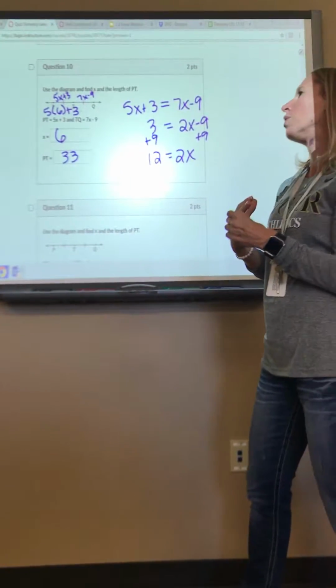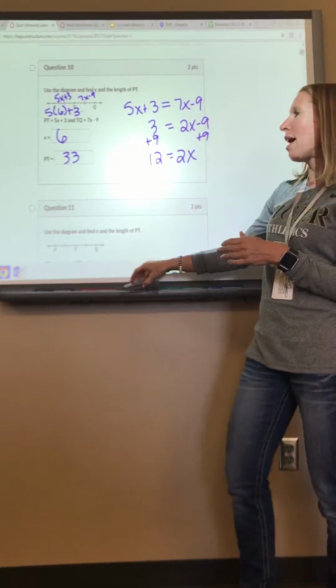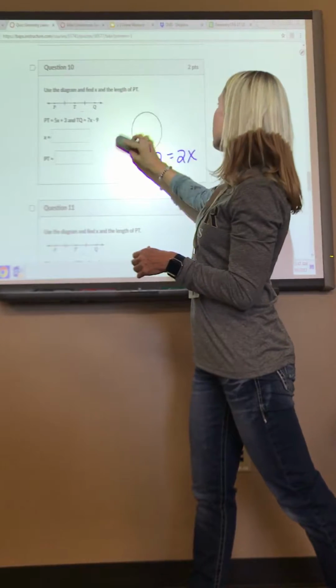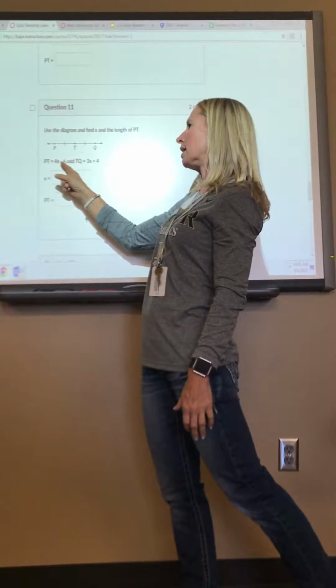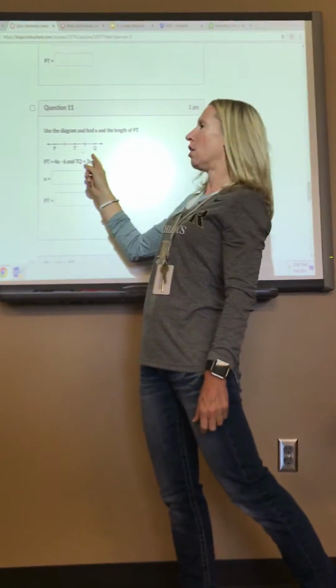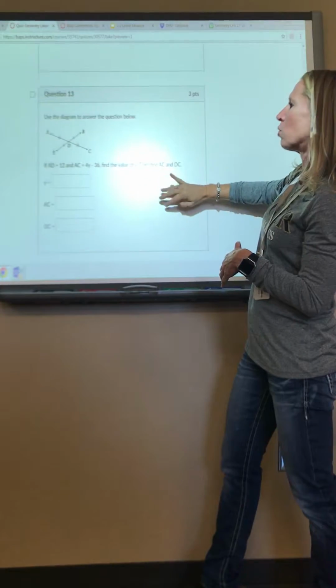Okay, so are you guys okay with number 10? Yes. So number 11, you'll do the same way. You're going to put those pieces equal to each other. 4x minus 6 will equal 3x plus 4. Solve for x, plug it in. Same with number 12.